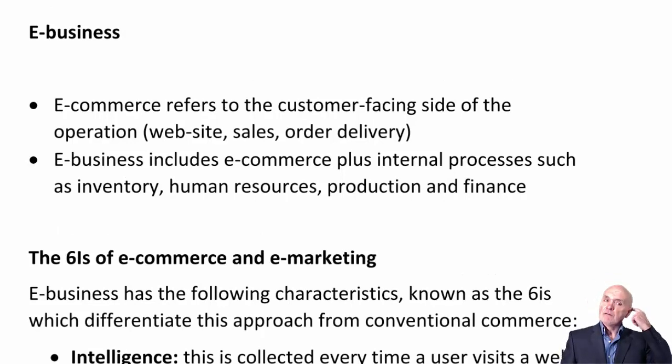E-business. E-business is a form of use of IT. Strictly speaking, e-commerce is a phrase which refers to the customer-facing side of the business. It's what you see when you go to, say, Amazon's website. You are experiencing e-commerce. E-business has that, but it's also got all the kind of backroom operations of making sure the dispatches actually happen, making sure the inventory is in stock, and so on, that the business is properly financed.